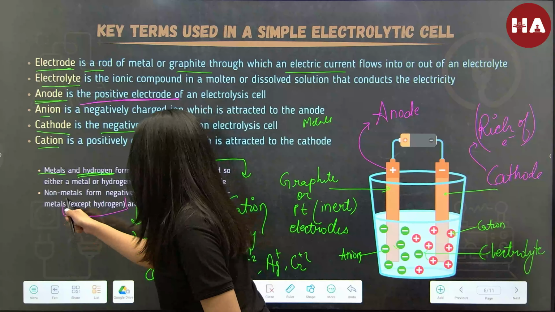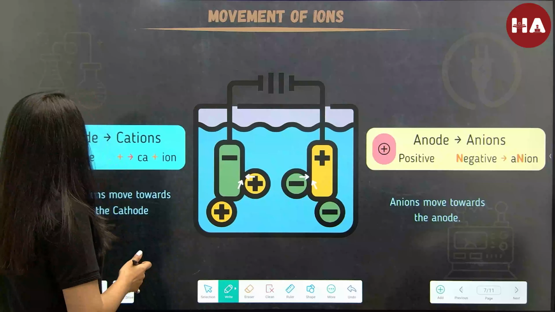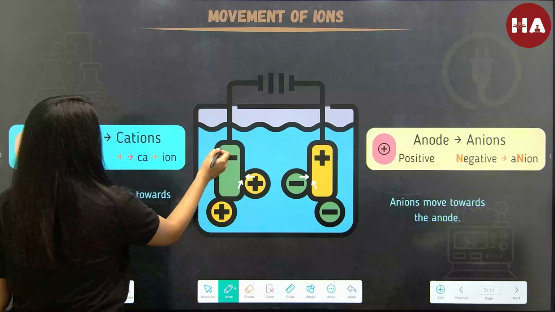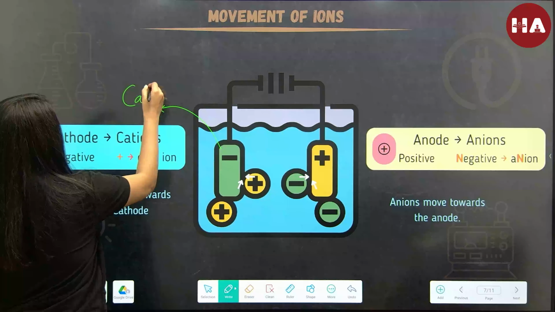Okay, now take a minute here and please note down everything, then we'll move on. Okay, now let's move on. So movement of ions, as we have already discussed, the positively charged electrode and negatively charged electrode will attract the oppositely charged ions. Okay, so this is cathode, right? This electrode is cathode.